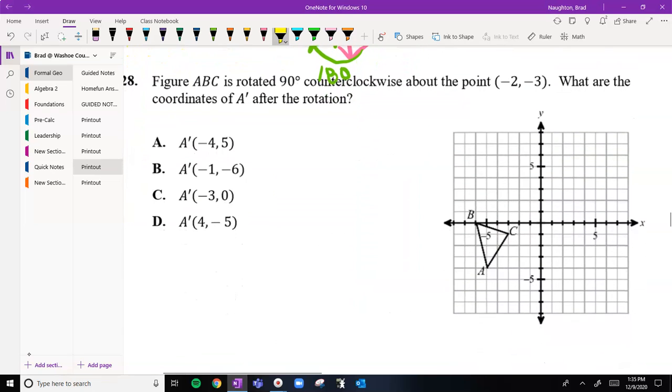Alrighty. So, ladies and gents, this is one where it's asking what is A prime after the rotation. The good news is I'm only looking at A here. So it's around the point -2, -3. So I go -2, -3. That's the point that I'm going to rotate this around. So I like to make this a new origin here. So this point is now 1, 2, 3, 1. So -3, -1.